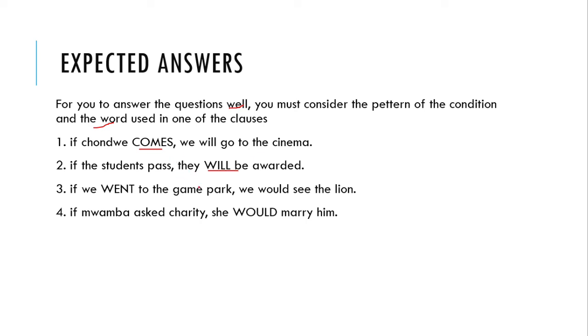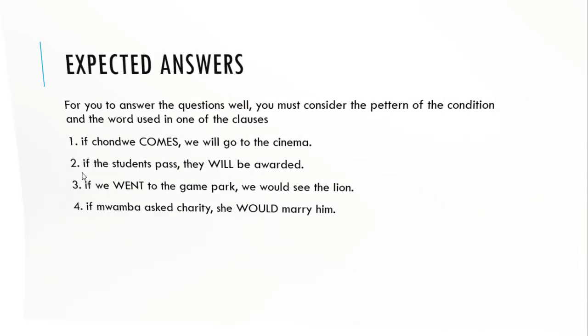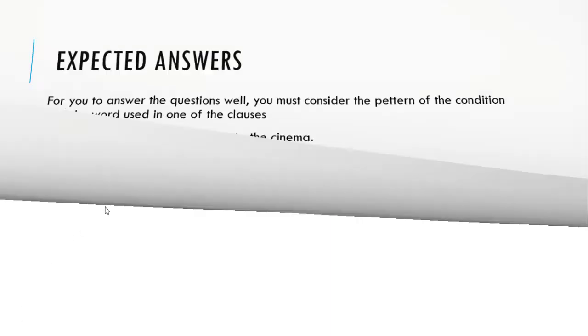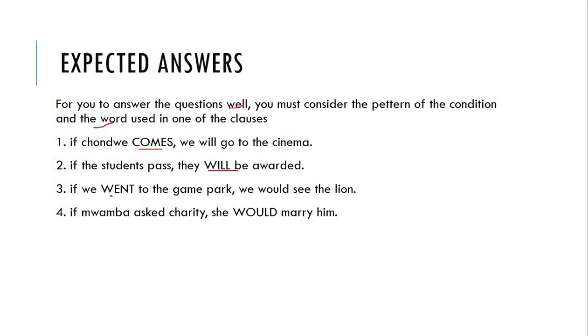This is probable condition. If it was like this. If we to go to the game park, we would see the lion. So we said, oh, there is would and the word see, the verb. So this is improbable condition. In the if clause, we should have the past simple. That's all. So you change the go to past. It's went. So if we went to the game park, we would see the lion.